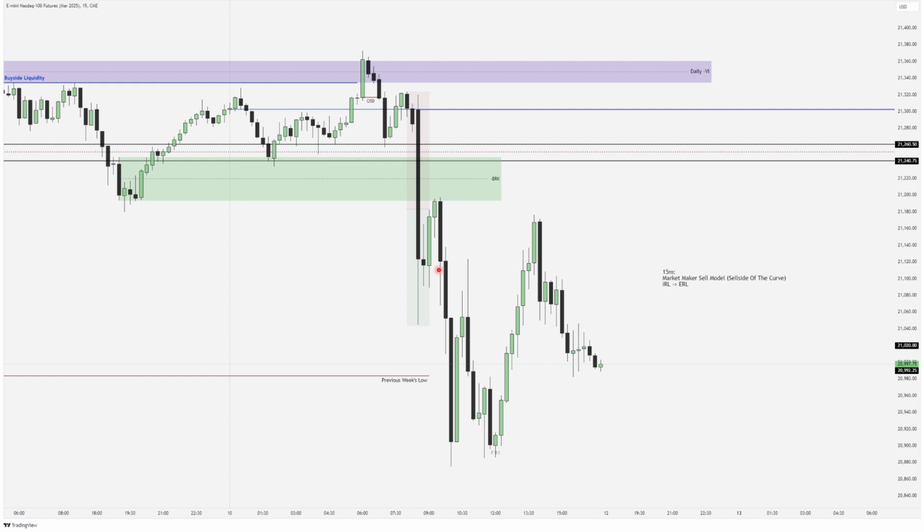And that is what we have here. We see the market trade up into a short-term premium, up into this SIBI and this bearish breaker. And this is the moment where I drop down into the lower time frame, looking for a market maker sell model, anticipating the market to decline lower towards this low, and specifically this previous week's low, since that was my daily external range liquidity draw.